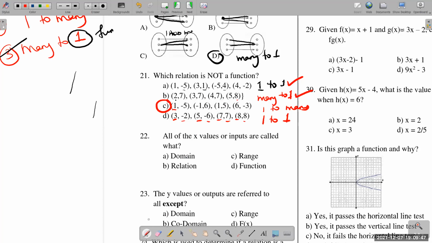Number 22, I'm not answering for y'all. All of the x values or inputs are called what? Somebody should know this. This is easy. What's the answer for number 22?